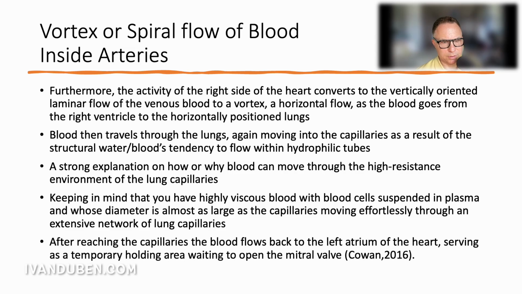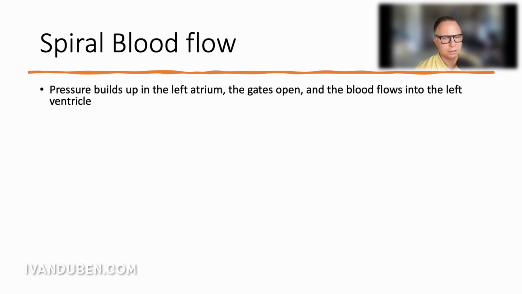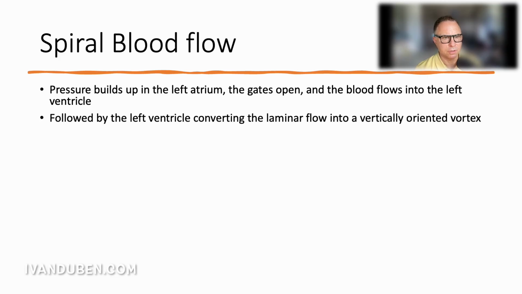After reaching the capillaries, the blood flows back to the left atrium of the heart, serving as a temporary holding area waiting to open the mitral valve. The spiral blood flow continued. Pressure builds up in the left atrium, the gates open, and the blood flows into the left ventricle.